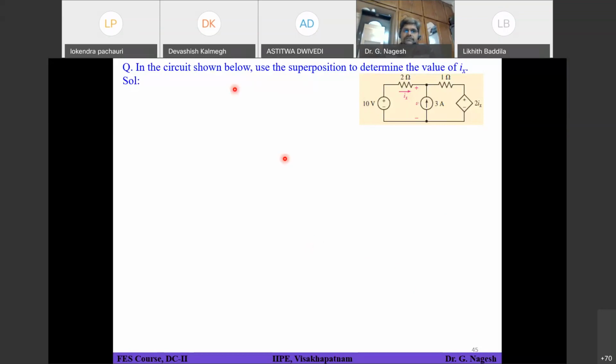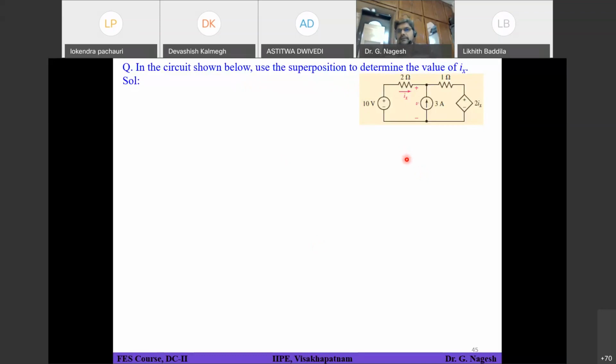So let's see: in the circuit shown below, use the superposition theorem principle to determine the value of Ix. So they are asking us to find out Ix. What is the value of Ix in the circuit? You can apply nodal analysis and find the solution. That is one method. If you want to apply the superposition theorem, how to proceed, that we will see.